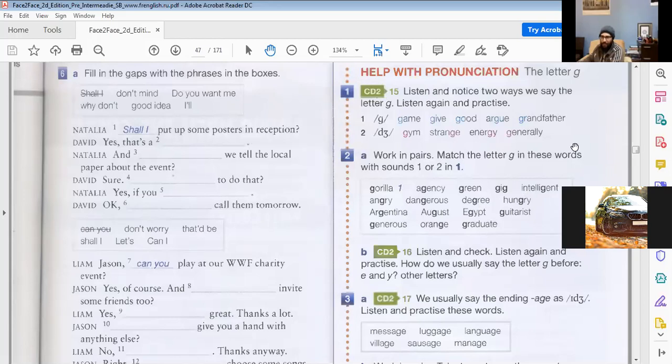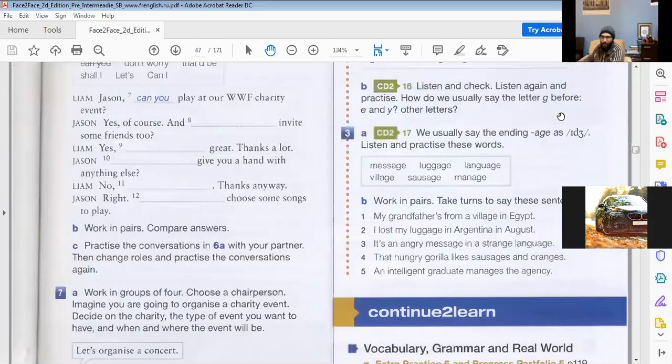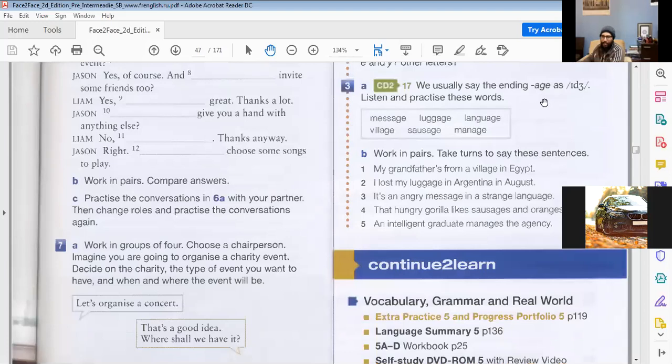This is the idea. And the second group, we talked about the ending ij. It's written A-G-E, but you pronounce it ij. Message, luggage, language, village, sausage, manage. So it's an ij sound. So we talked about this.